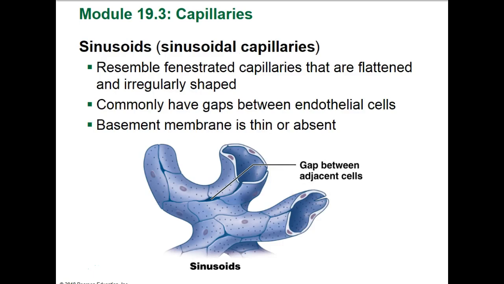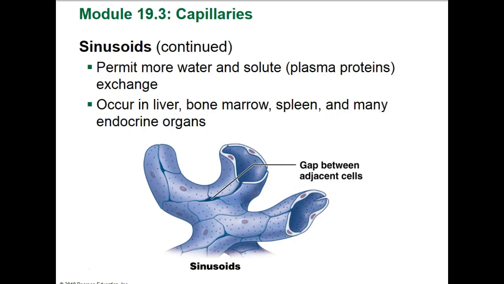There is also such a thing as sinusoids or sinusoidal capillaries that look kind of like fenestrated capillaries that are flattened and irregular in their shape. They often have gaps between the endothelial cells. The basement membrane is thin, though, or absent compared to some of the others. They do permit more water and solutes, like plasma proteins, to be exchanged. And these we find in the liver, in your bone marrow and spleen, and a lot of the endocrine organs.